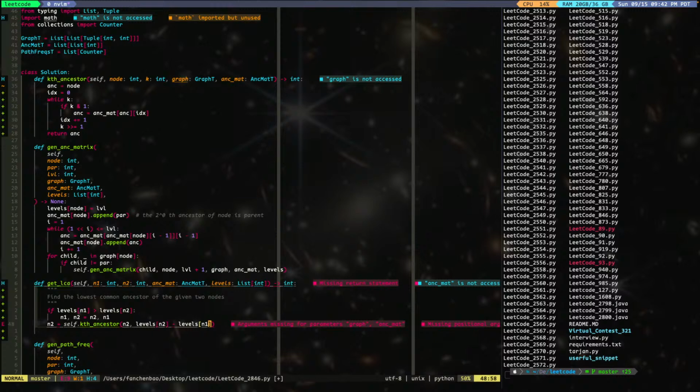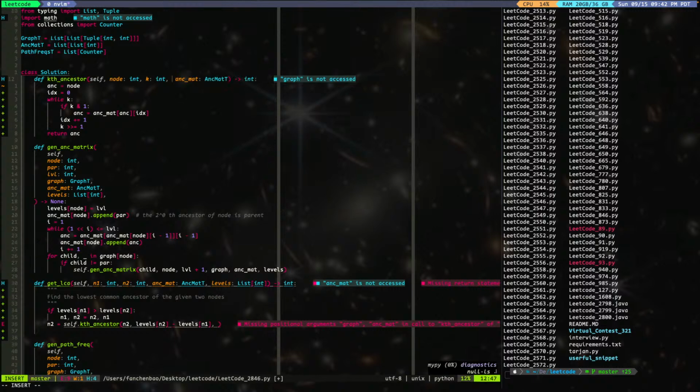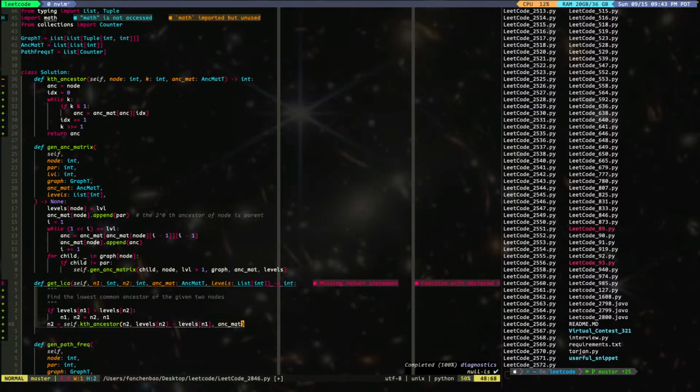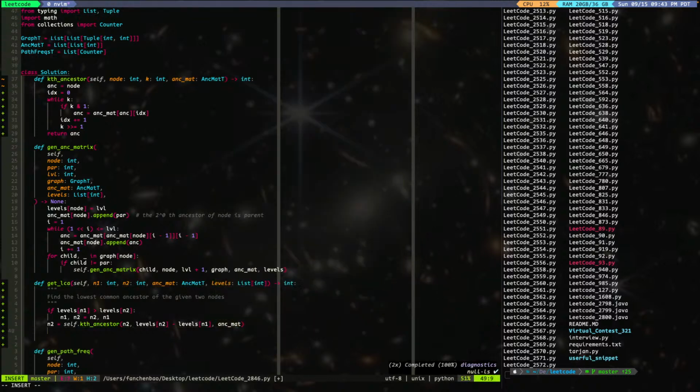Yeah, the k ancestor. I don't know why you want graph. I didn't use graph. Right, I don't use graph. Okay, so now I don't have graph, but I have ancestor mapped.